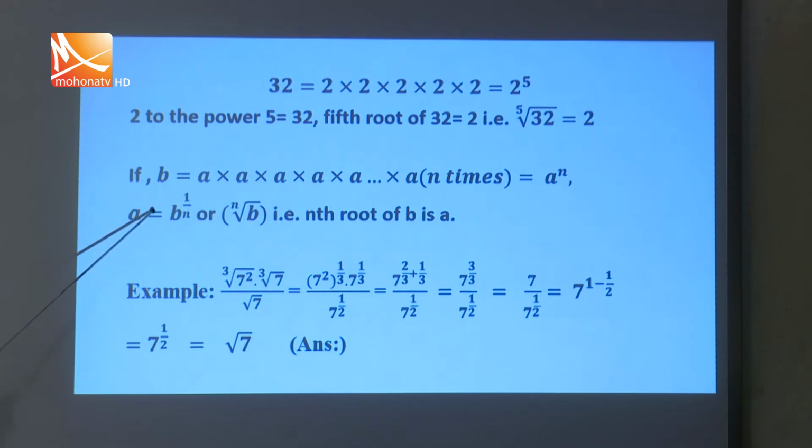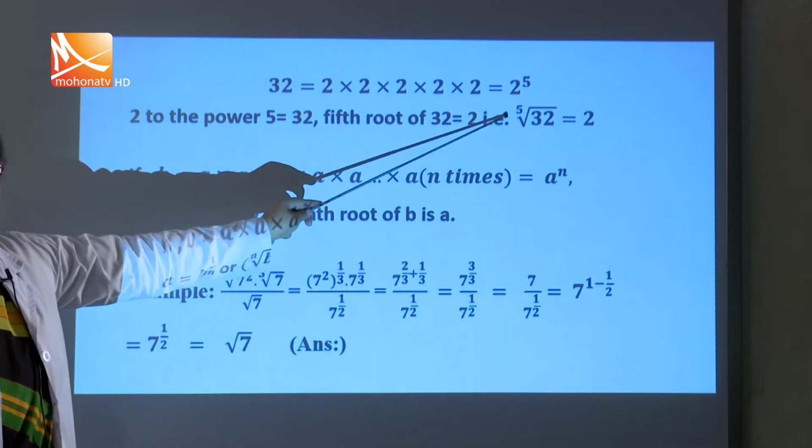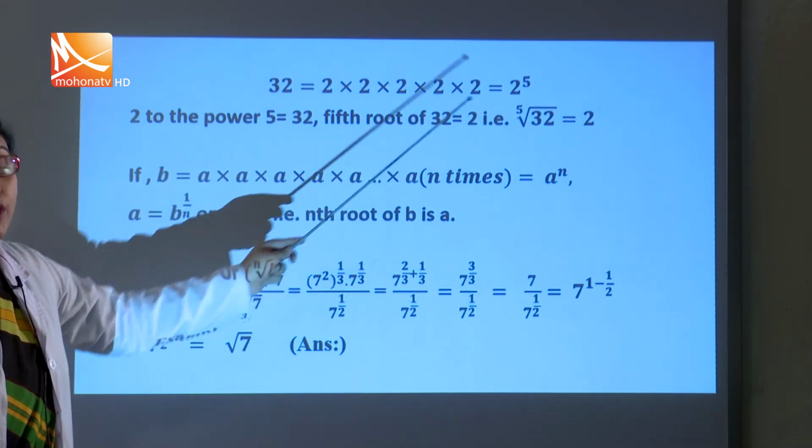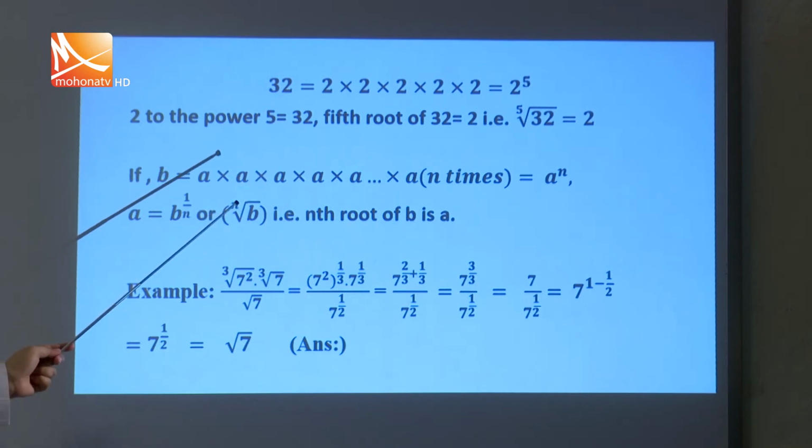So, a equal to b to the power 1 by n, or we can write it with this symbol, the nth root of b. So we can say the nth root is actually 1 by n, or the 5th root as 1 by 5, or the 4th root is 1 by 4. Let us see an example.